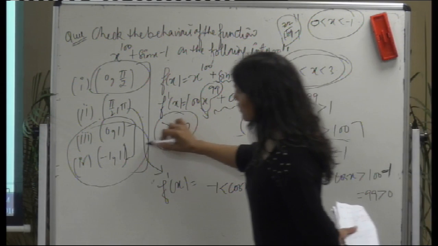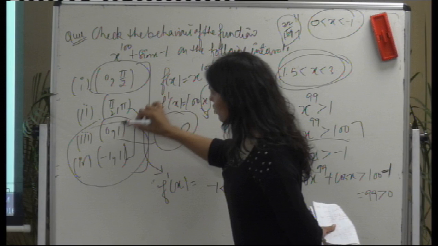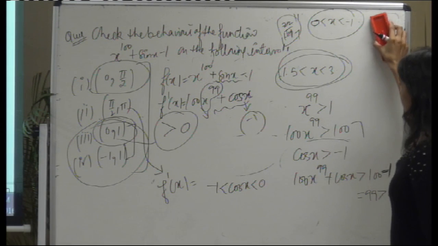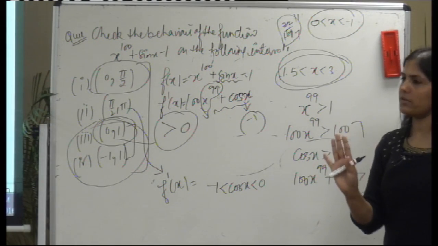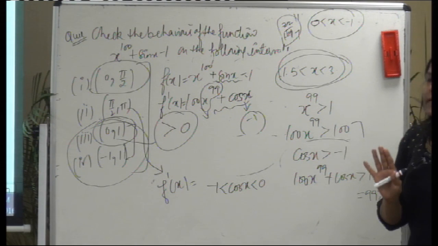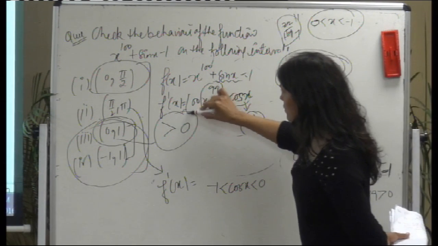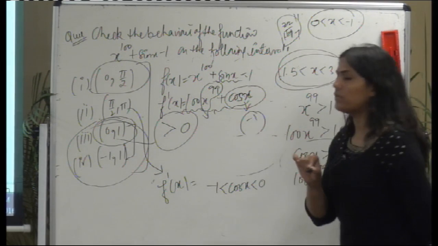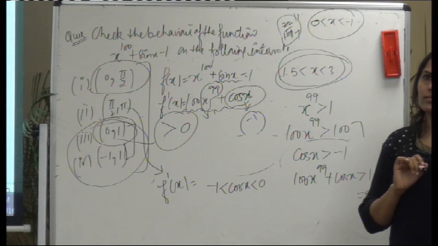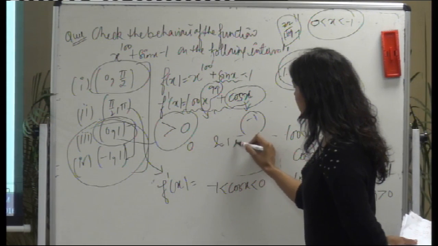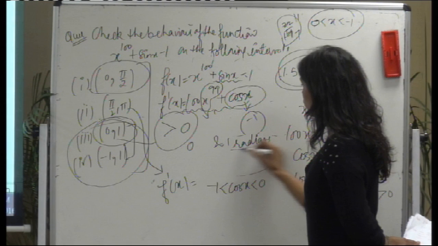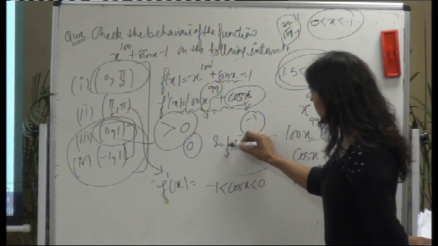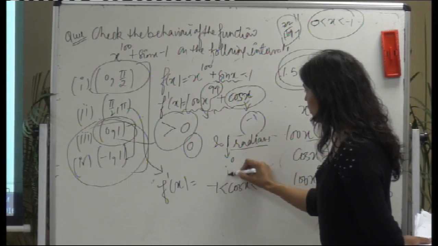Now what about the interval 0 to 1? X is lying between 0 and 1, so 100 x to the power 99 is positive. What about cos x now? Just assume 0 and 1 are in radians. At 0 there is no problem, since 0 radian and 0 degree are the same. For 1, just change 1 radian to degrees to know in which quadrant it lies.